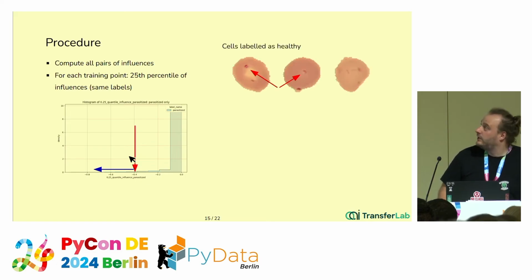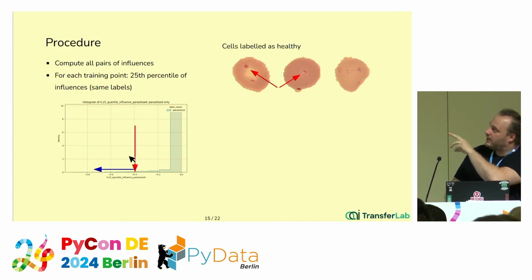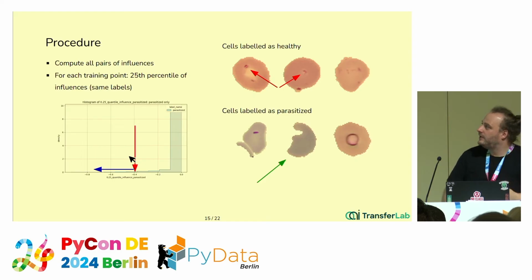And what you then get, when you look from the training data which are labeled as healthy to the healthy test data set, you get something like this in this low value quantile. So maybe at least you can have a look at it and say maybe these are mislabeled data. Same for parasitized. The other way around, you're looking into the parasitized training data and the influence on the parasitized test data.